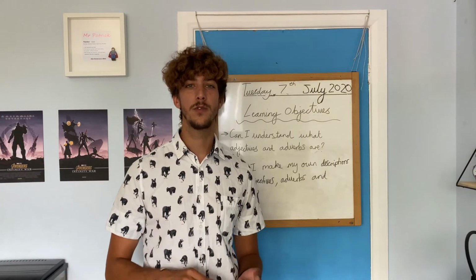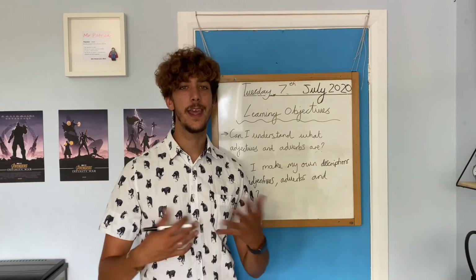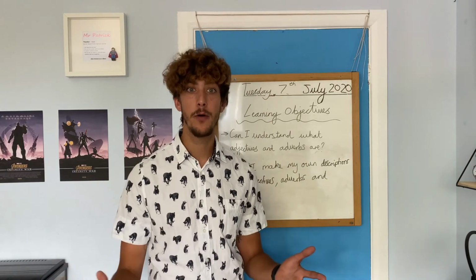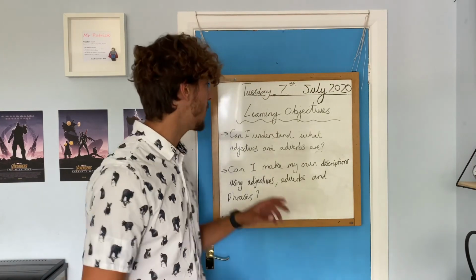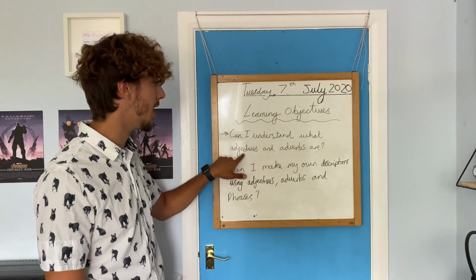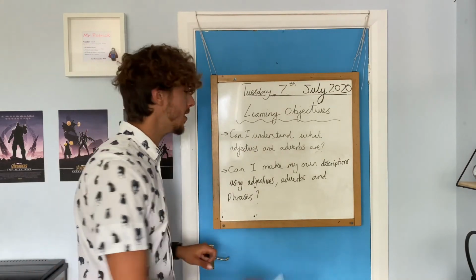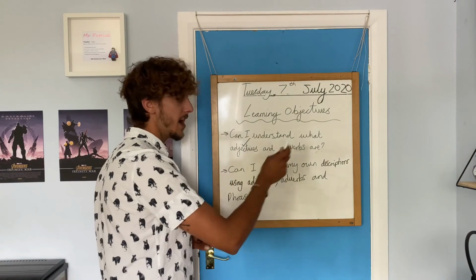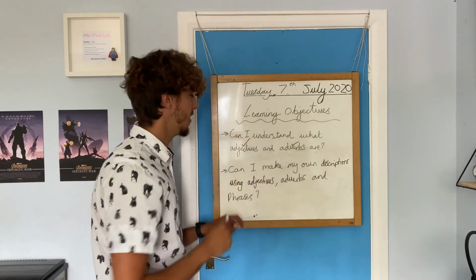A big well done today. Tomorrow we're going to begin planning our poem, writing our own poem. But how did you get on with our learning objectives? So were you able to understand what adjectives and adverbs were? If you were, give them a tick. I knew what adjectives were and I knew what adverbs were.